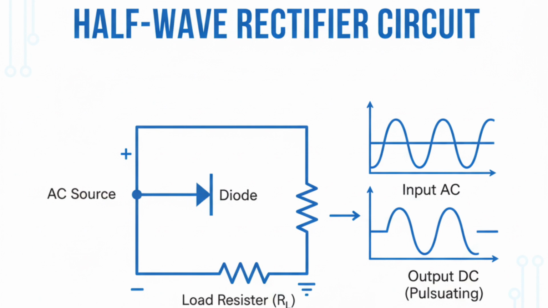Now let us study the first type, the half-wave rectifier. It uses only one diode. As the name suggests, it converts only half of the AC wave into DC. This is a very simple circuit, but not very efficient.